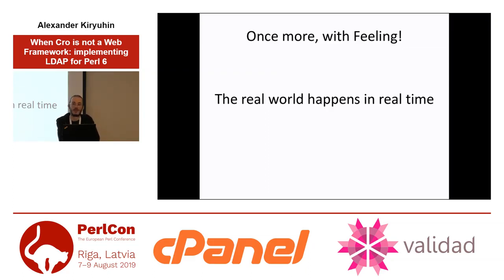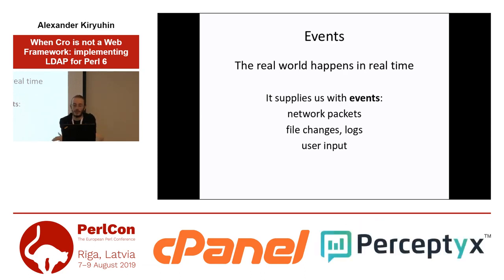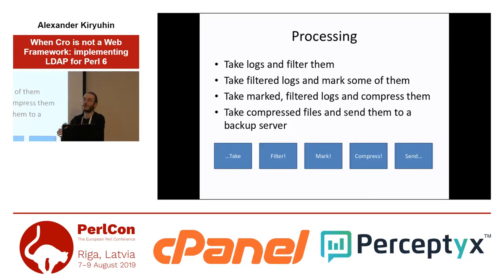So we programmers work with the real world, with real problems, and it happens in real time. And real time supplies us with some events. For example, some packets may arrive from our sockets, or there may be some file changes, logs can be written, a user can do input, our devices can send us events and so on and so on. There are a lot of events, and what we really want to do with them is to actually process them, most likely.